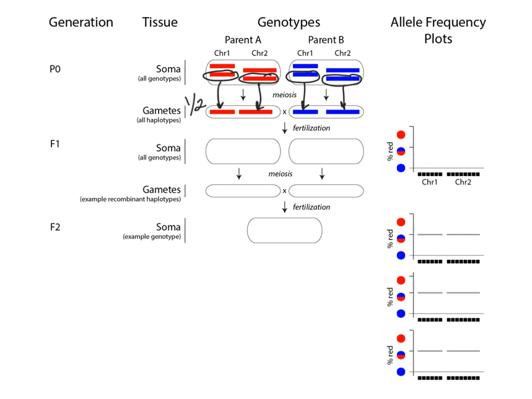And that's why I note here that the gametes that I've drawn in the P0 generation are all of the possible haplotypes. Haplotype being a fancy word for genotype of a haploid cell or gamete. So in this case, we know that all of the gametes that parent A will make are going to be like this. Red chromosome 1, red chromosome 2. And parent B can only make blue chromosome 1, blue chromosome 2 type gametes.